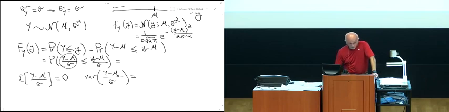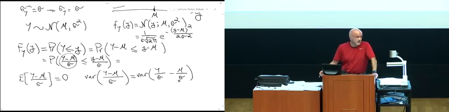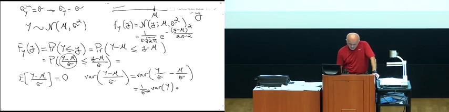It's 1 over sigma; the mu doesn't matter, right? The subtraction of this constant doesn't matter. So this is the same as the variance of y over sigma minus mu over sigma. Subtracting a constant value from, or adding a constant value to, a random variable makes no difference to the variance. What makes a difference is the scaling of that random variable. So this is 1 over sigma squared times the variance of y, correct? And what is the variance of y? Sigma squared.